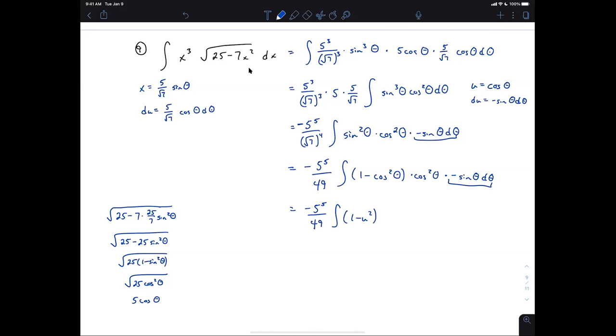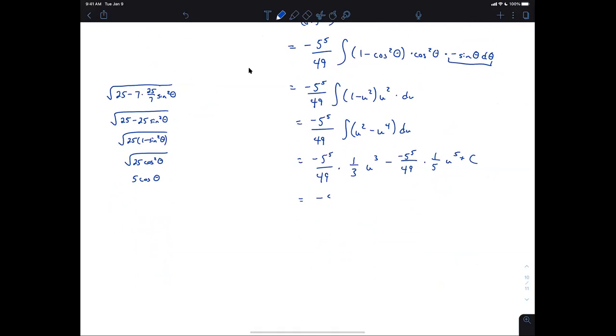So we get 1 minus u squared times du. And then that's u squared minus u to the 4th inside. And then we get -5 to the 5th over 49 times 1/3 u to the 3rd minus -5 to the 5th over 49 times 1/5 u to the 5th plus c.